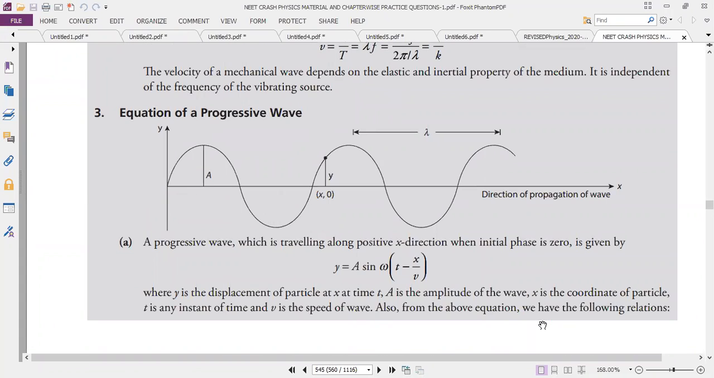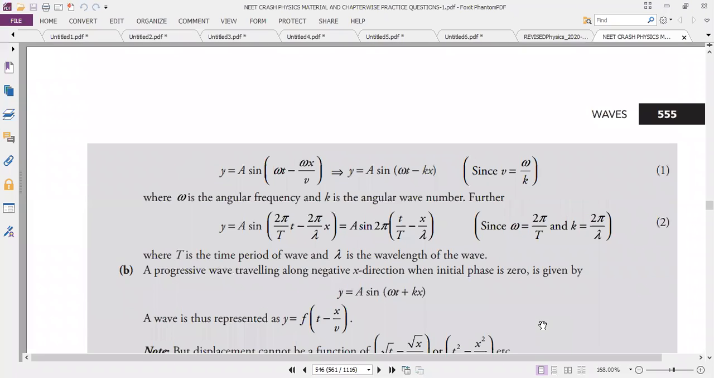The equation of a progressive wave traveling along the positive x direction, when the initial phase is 0, is y is equal to a sin omega into t minus x by v. Here a is the amplitude of the wave, and v is the velocity, otherwise the speed of the wave. Kindly note the formulas, it is important.